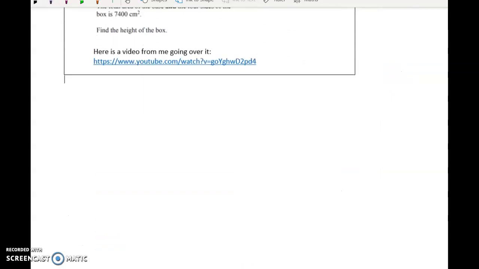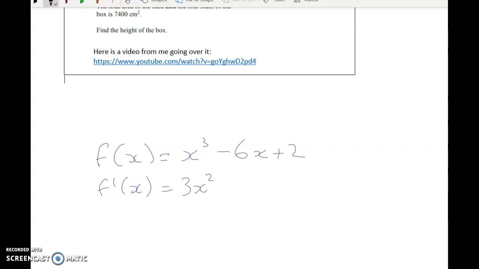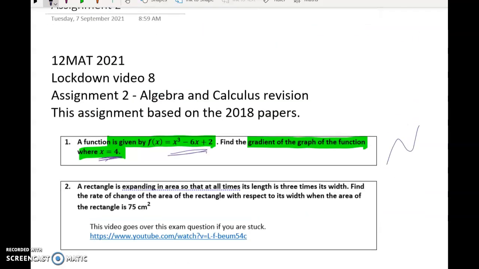So all we have to do with that is differentiate it. So we start with f of x. So f of x is equal to x cubed minus 6x plus 2. f dash of x is 3x squared minus 6. And now we need to substitute in f dash of 4. So that gives me 3 times 16 minus 6, which is 42. And not surprisingly, that's an achieved question. Okay, let's look at the next one.